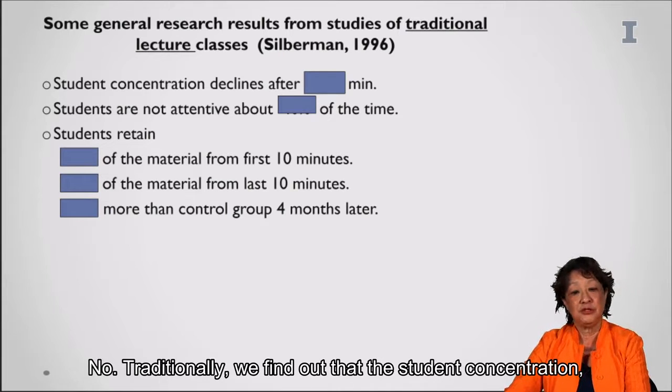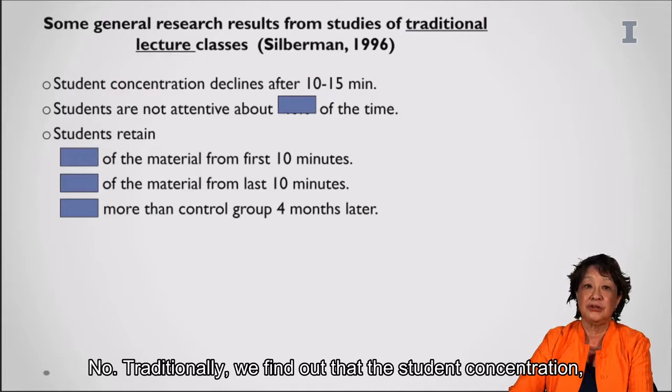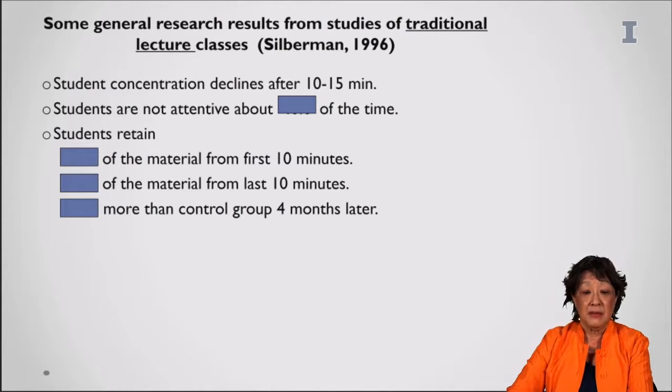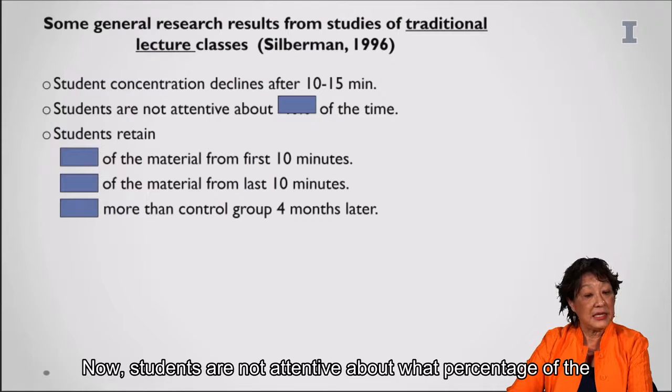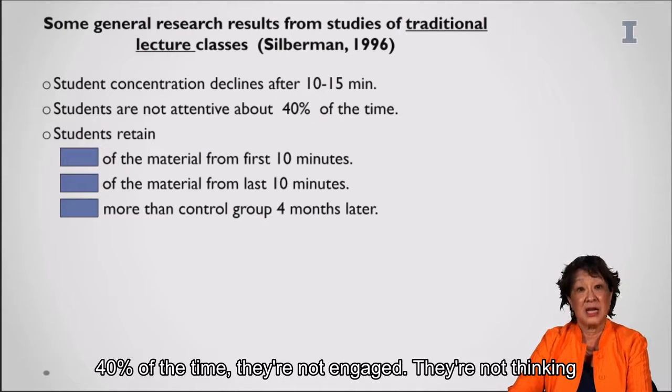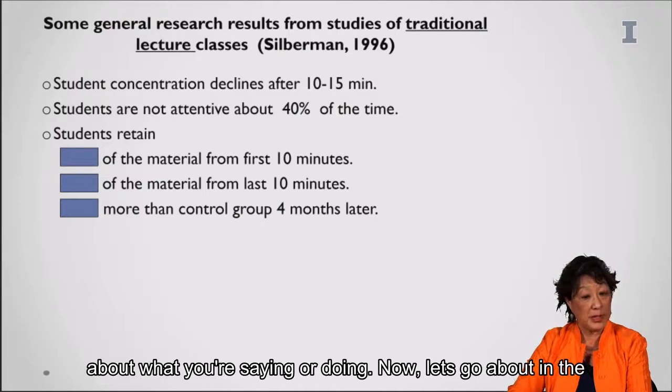No. Traditionally, we find out that student concentration, and that means really all learners, declines after 10 to 15 minutes. Now, students are not attentive about what percentage of the time? Is it 100%? Is it 5%? What do you think it is? It's 40% of the time they're not engaged. They're not thinking about what you're saying or doing.